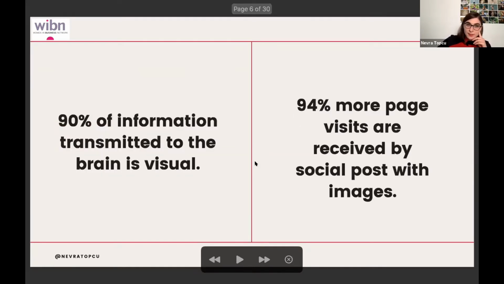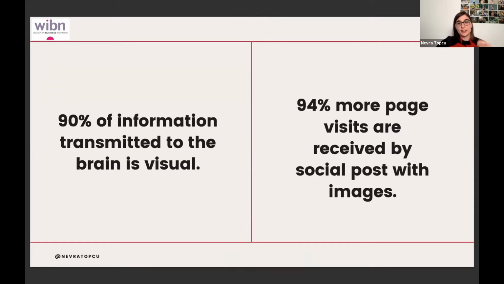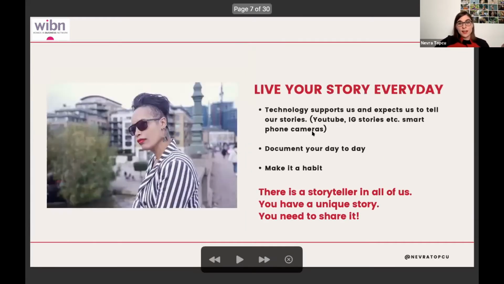So here are some stats for you. 90% of the information that is transmitted to our brain is visual, and 94% of posts that have visuals on them get more engagement compared to those that don't have visuals. So we need to find a way of telling our story in a visual way.